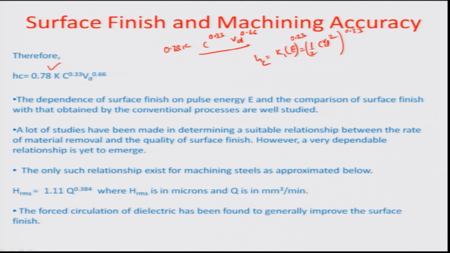So, this we can call a general K, because K1 is typically 4 for copper material, and we are not going into only copper. So, this becomes equal to K times half CVd square, or K times C to the power of 0.33 Vd to the power of 0.66, with half to the power of 0.33, which is actually 0.79 or 0.78.